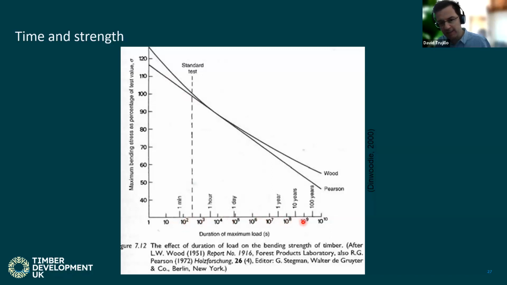Here, this is a logarithmic scale. When you're looking at something like design life, for something that's going to last like 50 years, you'd only be considering something like 60% of the strength you observed in a test. So time is a very important consideration, as well as moisture content, to understand how strong, or to predict how strong a piece of timber is going to be.